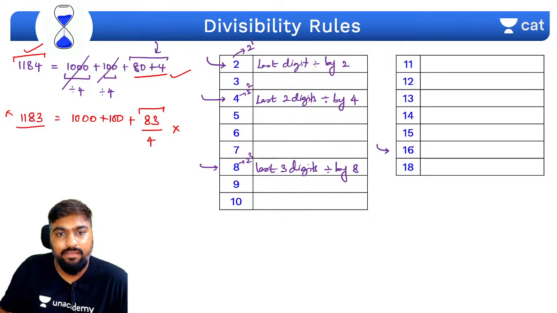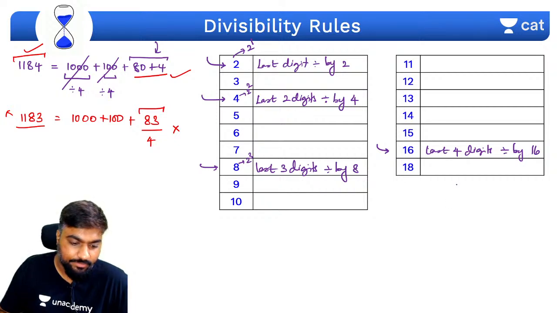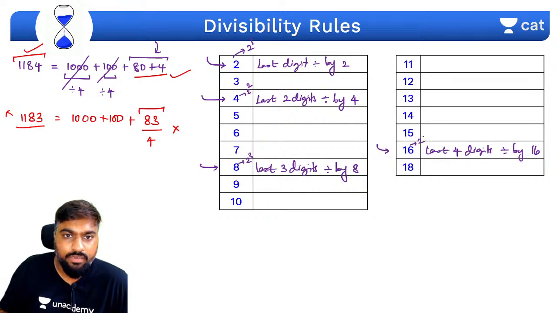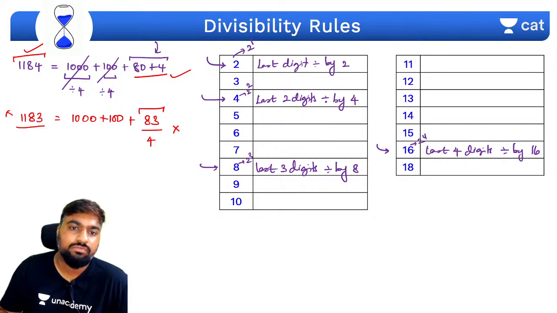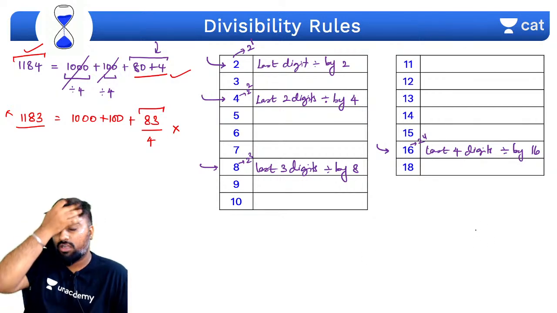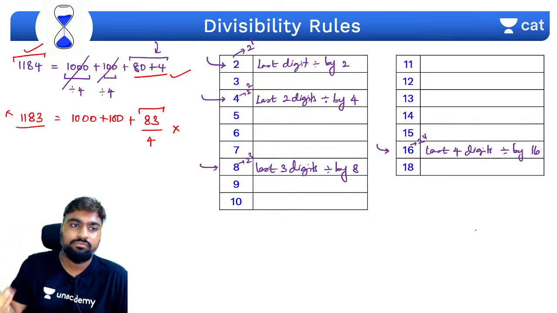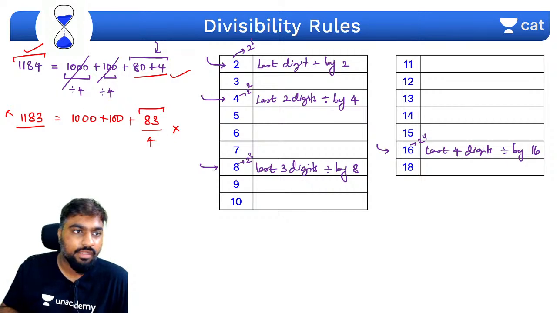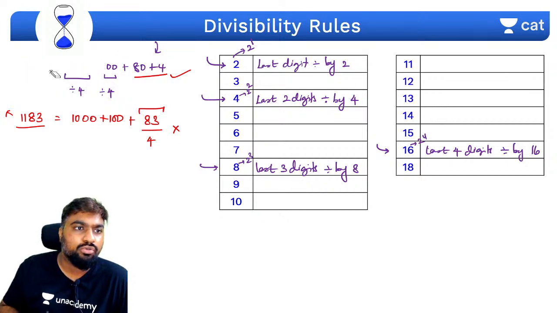Beautiful, Nalin. Yes, last 4 digits must be divisible by 16. Yes. Why? 16 is what? 2 to the power 4. Cool. So this will work for all powers of 2. 32, last 5 digits. 64, last 6 digits. Although it's not very useful, but there you are. Beautiful. So 2 and all the powers of 2 sorted.